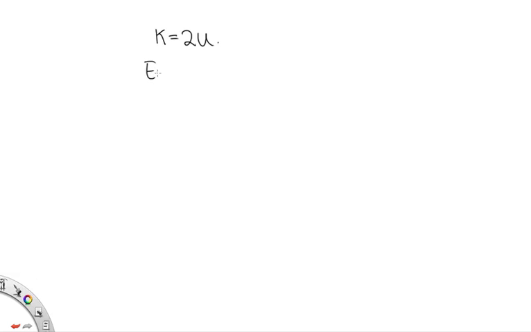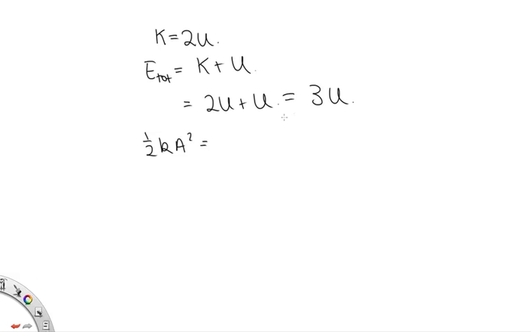Now the total energy is equal to K plus U. Substituting in, we've got this is equal to 2U plus U, which is equal to 3U. Now we know that the total energy is a half kA squared, and that the potential energy is a half kx squared. So now we're trying to work out what x is.